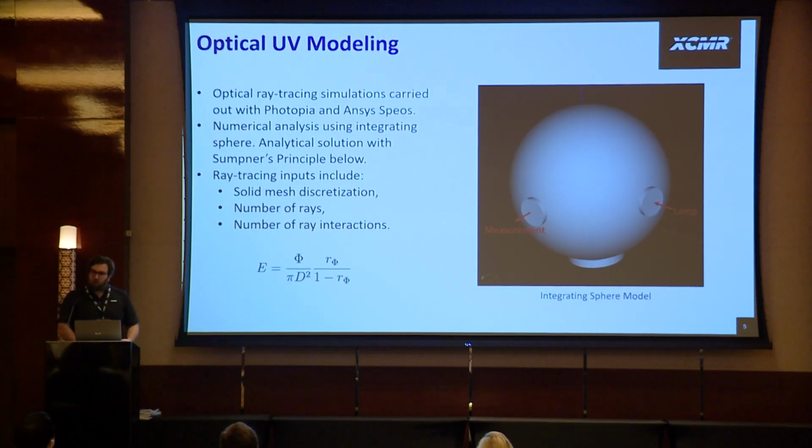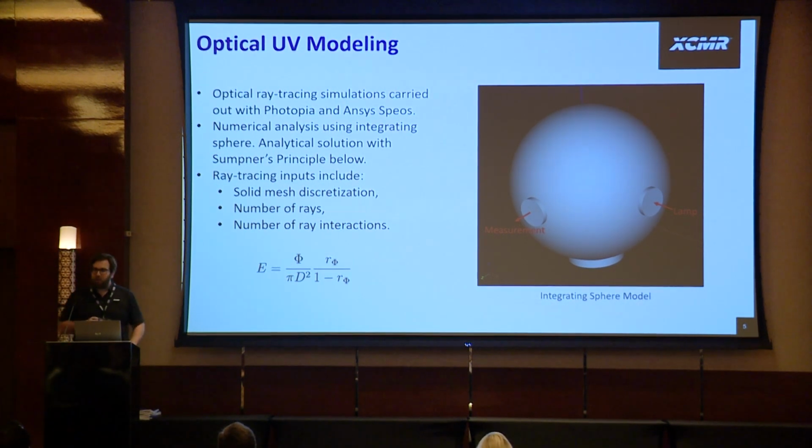Now, optical ray tracing is a relatively new method, and one thing that you want to do is check how accurate it is compared to real-world systems. So we were comparing against an integrating sphere, which is essentially a sphere that has one port with a lamp in it and one port where you can take a measurement. And the reason we want to do that is because we can calculate exactly what that measurement should be using Sumner's principle, which is listed here.